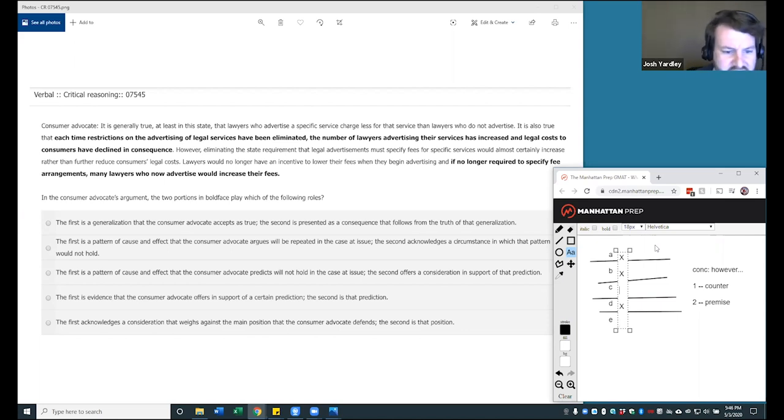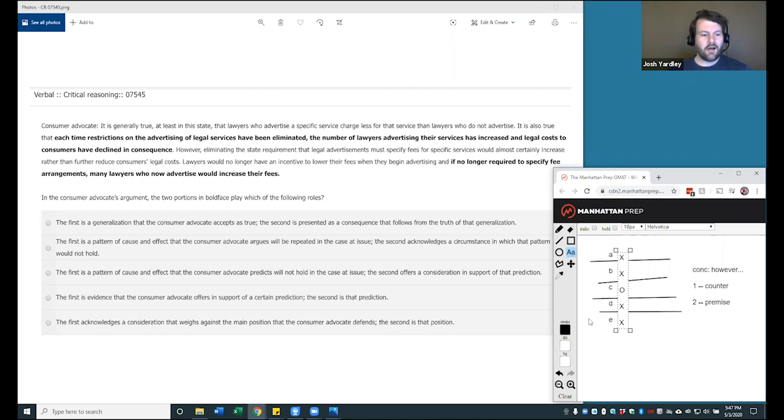Then going back to C with the second bold, a consideration in support of the prediction. It's a premise, so that looks good. And E, the second, is that position. No, the position is the conclusion that starts with the word however. So I'm going to knock off answer choice E and go with answer choice C. And let's see. Yeah, that's the right answer.